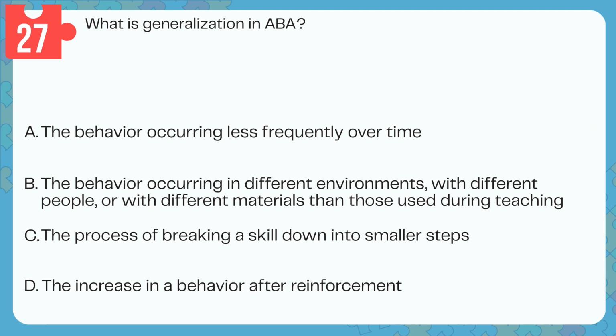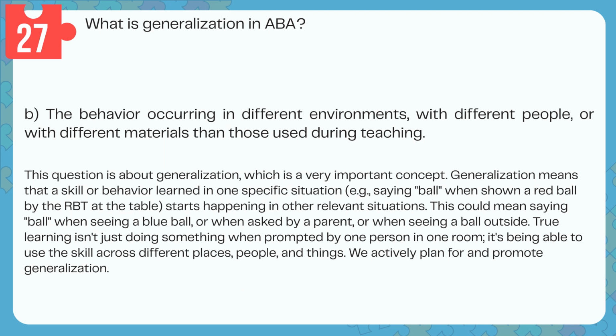Question 27. What is generalization in ABA? A. The behavior occurring less frequently over time. B. The behavior occurring in different environments, with different people, or with different materials than those used during teaching. C. The process of breaking a skill down into smaller steps. D. The increase in a behavior after reinforcement. Answer: B. The behavior occurring in different environments, with different people, or with different materials than those used during teaching.